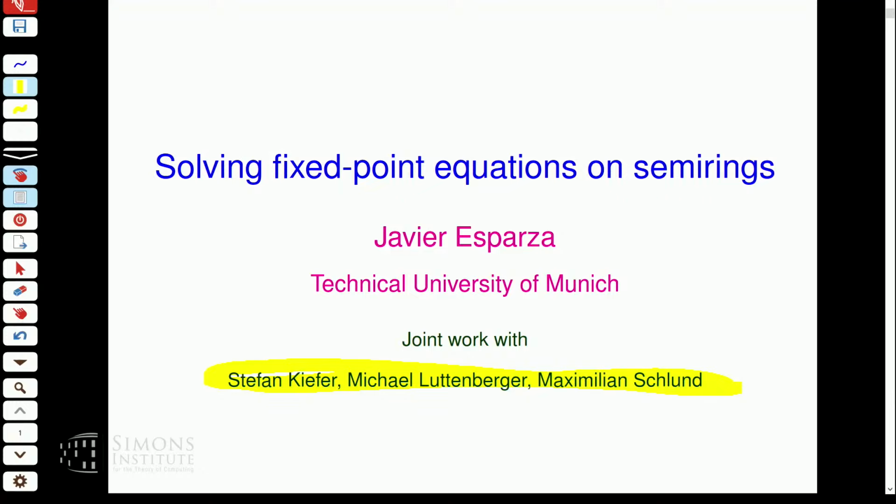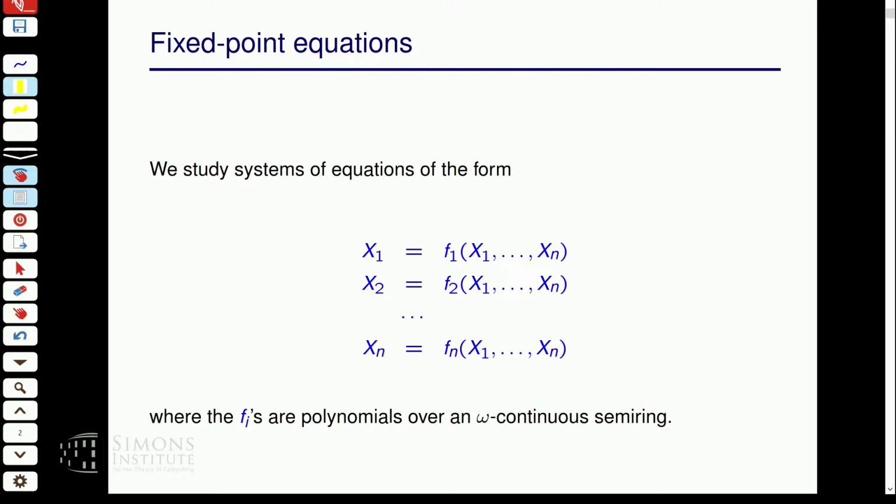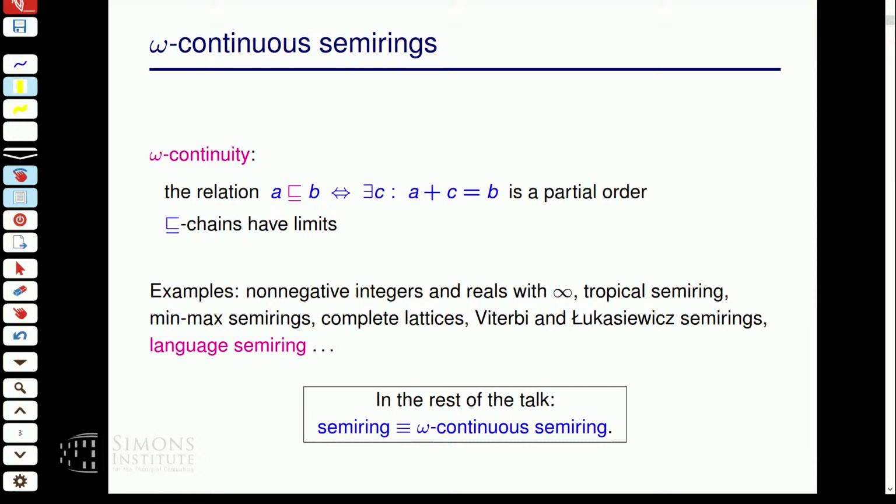So we were interested in systems of equations of this form, fixed point equations, where these functions are polynomials. And these are equations over some omega continuous semiring. Thanks to Erich, I don't have to tell you very much about what omega continuity is. A reminder: it means this relation, which is defined in this way, the natural order, is a partial order. And essentially continuity means that infinite chains over this order have limits. The limit is well defined and so on.